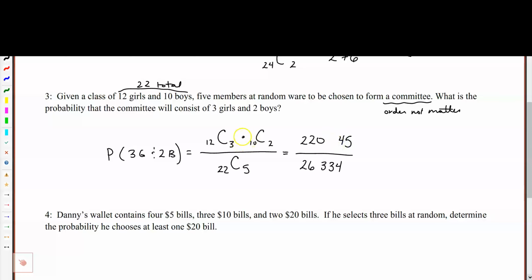So if there's 220 ways to pick the girls, and then 45 ways to pick the boys following that, multiplying these together, you'll get 9,990 ways of choosing 3 girls and 2 boys out of all of the possibilities, and there were 26,334 possible committees that could be formed. So this forms our probability, which then can simplify to 50 over 133.